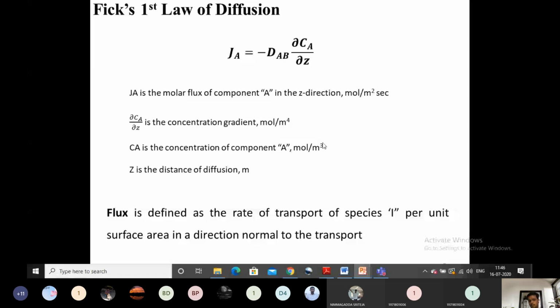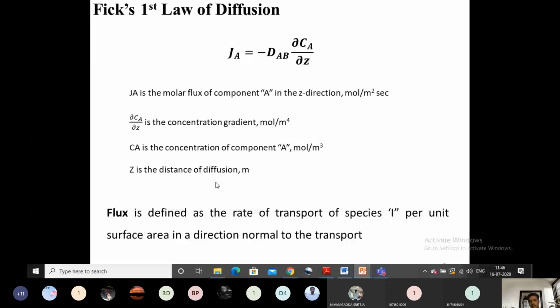C_A is the concentration. Sorry, we have to write subscript A here, and J subscript A. This is the concentration of component A, which has units of mole per meter cubed. Then z is the distance. This is a small z; I accidentally wrote capital Z. z is the diffusion distance, the length of the diffusion path, which is measured in meters.